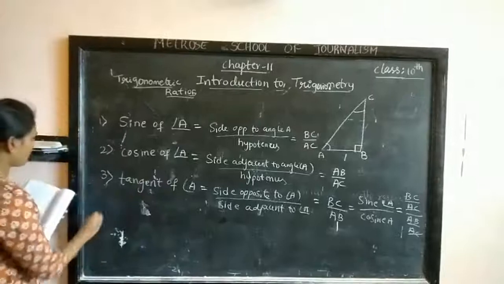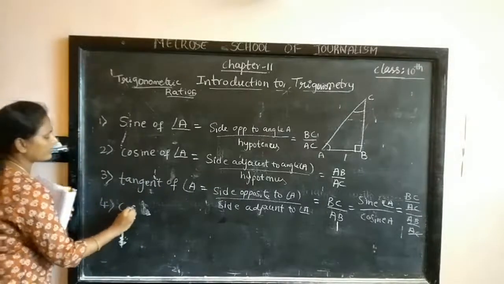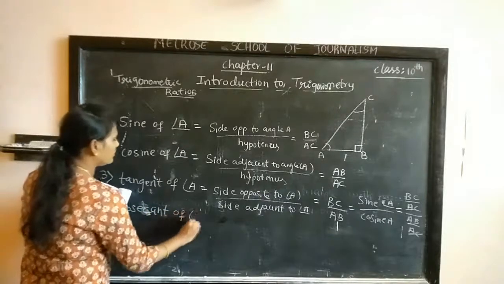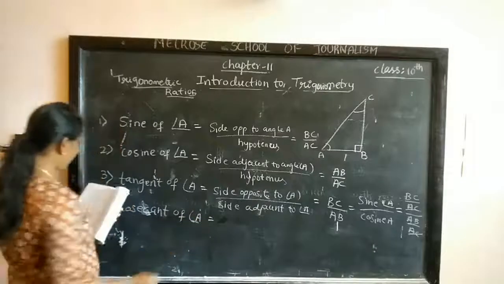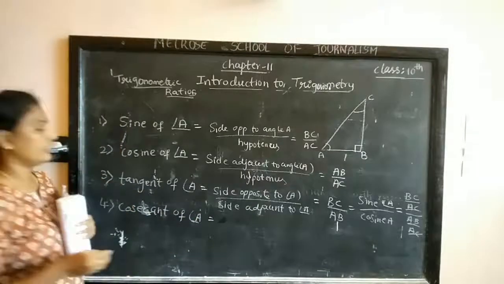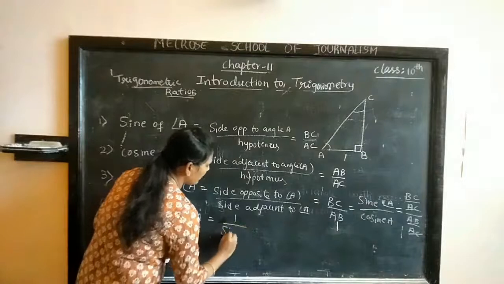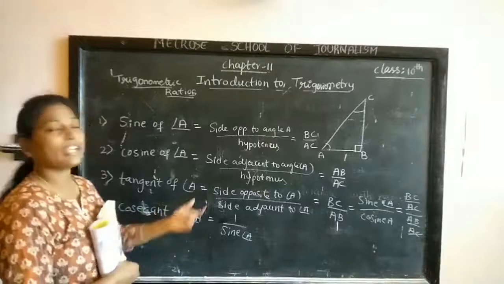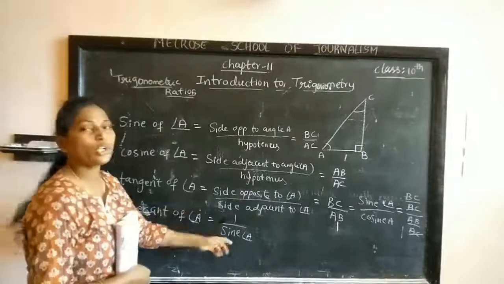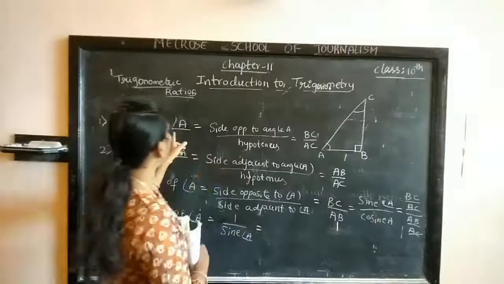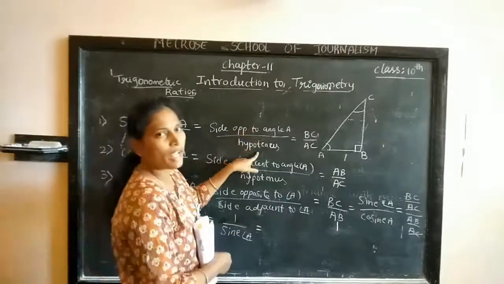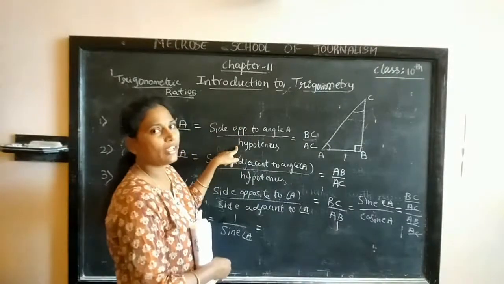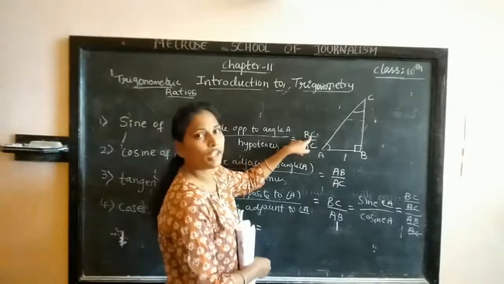And the fourth trigonometric ratio is cosecant of A. Cosecant of angle A is 1 divided by sine A. Reciprocal of sine A is nothing but cosecant of A. What is sine A? Here sine A is side opposite to angle A divided by hypotenuse. Reciprocal means reverse: hypotenuse by side opposite to angle A. It means for sine A you will get BC by AC.